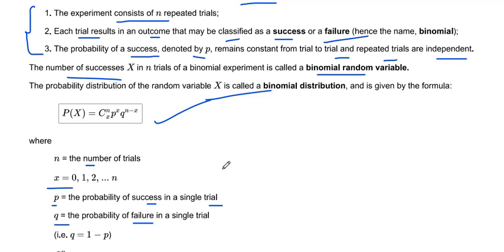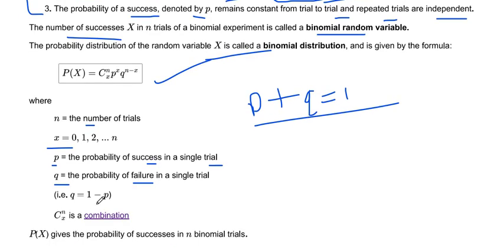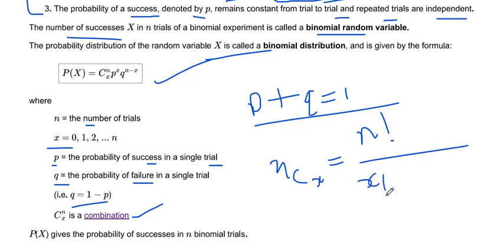If in the exam you are given only p, then you know that the probabilities of success and failure add up to 1. Because we only have two outcomes, success and failure, in binomial probability distribution, their sum will always be 1. So you can solve with q equal to 1 minus p. And nCx is a combination; its formula is n factorial upon x factorial multiplied by n minus x factorial.